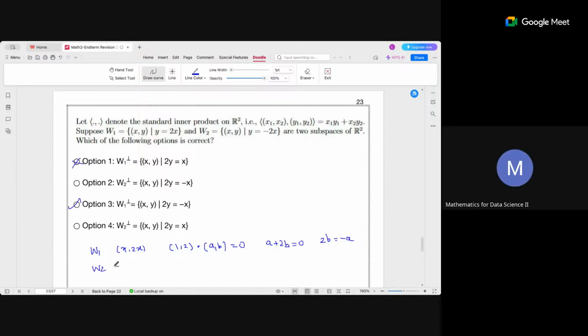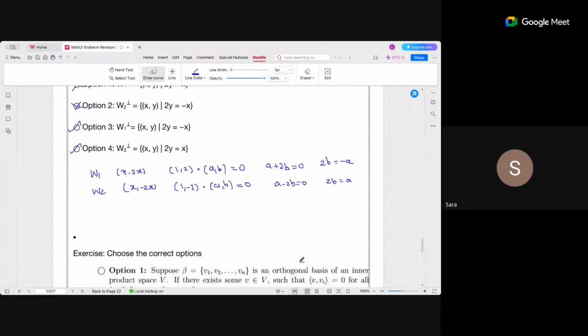For W2 you have (x, -2x). What is the basis? (1, -2). When you do the dot product with (a, b), you get a - 2b = 0, so a = 2b. That is the fourth option. So do you understand how we are finding the orthogonal complement? Is that clear? Yes, ma'am.